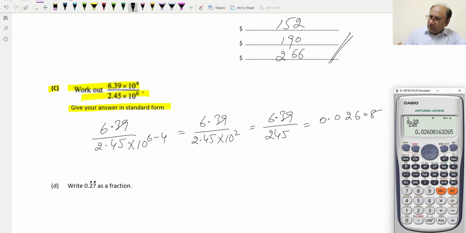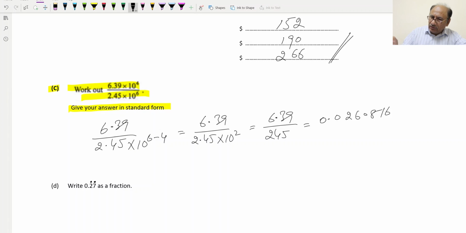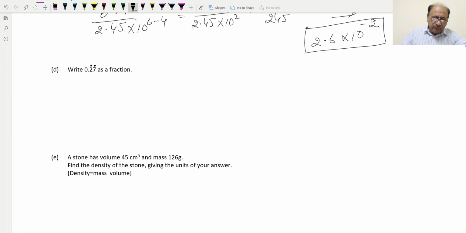0.02608, and the next number is 16, so we can write till here, and then we have to provide the answer in standard form. For providing the answer in standard form, the decimal needs to be shifted after the first non-zero number, and there will be 2 jumps to the right, and we will write this as 2.6 into 10 raised to the power, and jumps to the right will always be negative, so this will be our final answer to this question.